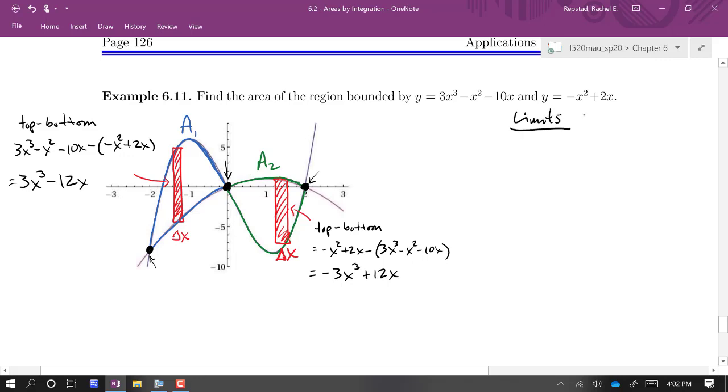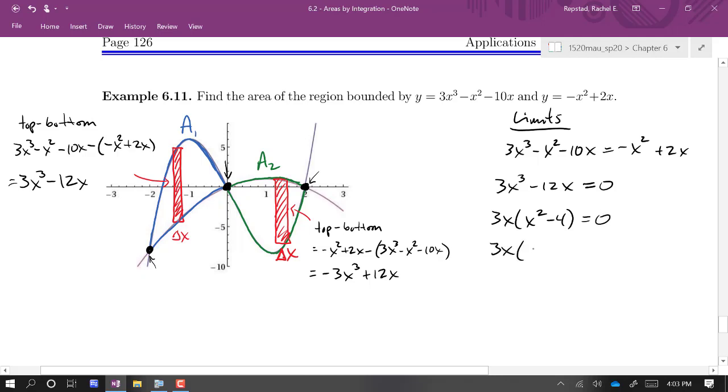So we're going to set these functions equal to each other. 3x cubed minus x squared minus 10x equals negative x squared plus 2x. If I get everything on the left, I have 3x cubed minus 12x equals 0. We could factor out a 3x, and then we have x squared minus 4. And then x squared minus 4 is a difference of squares, so we could factor that as x minus 2, x plus 2. And we have three factors, 3 spots where this product could be 0. So 3x is 0 means x is 0. And then this gives us x equals 2, and this gives us x equals negative 2. So one integral will go from negative 2 to 0. The second integral will pick up where that one left off and integrate from 0 to 2.